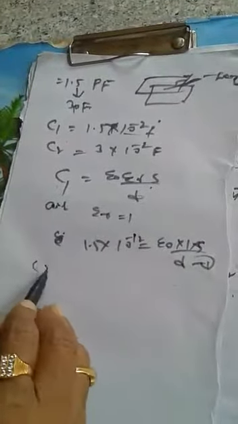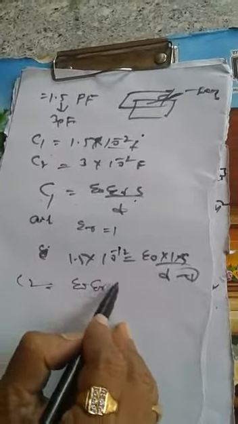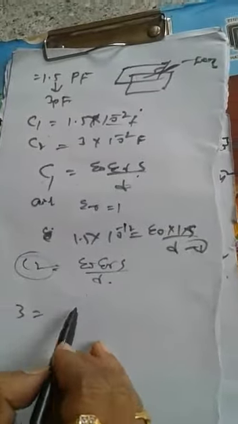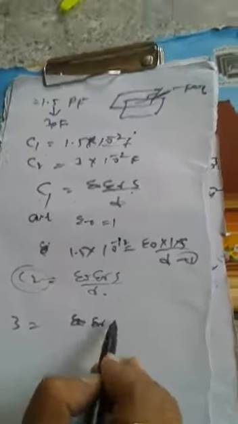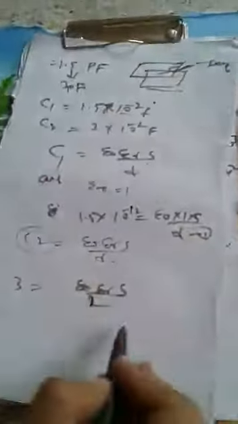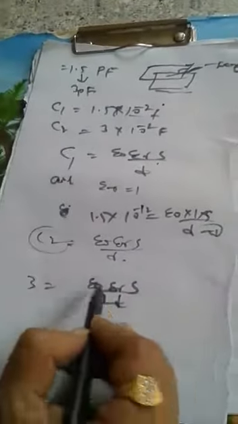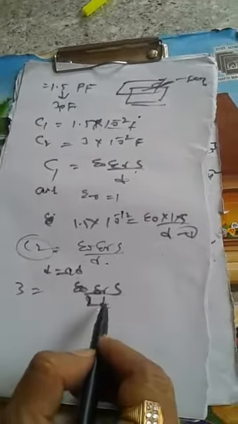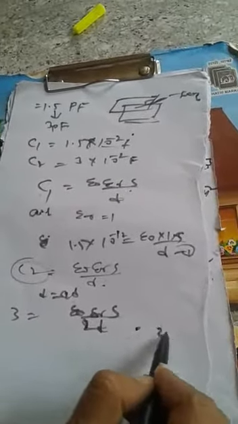The same for C2 is equal to epsilon naught epsilon r into S by D. So C2 is 3 is equal to epsilon naught epsilon r into S divided by, and since the distance is doubled, D becomes 2D. So this is equation number 2.